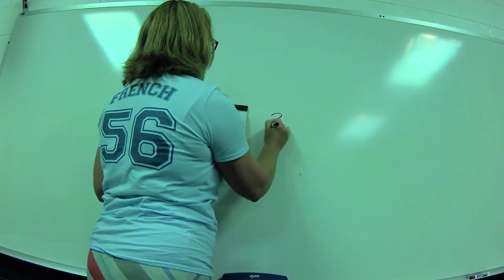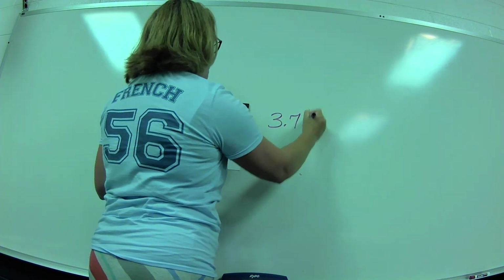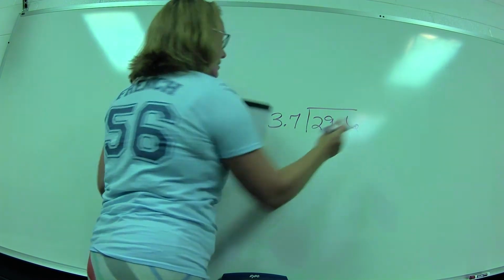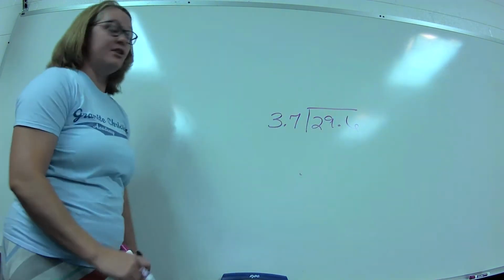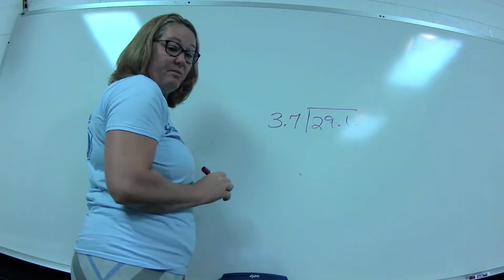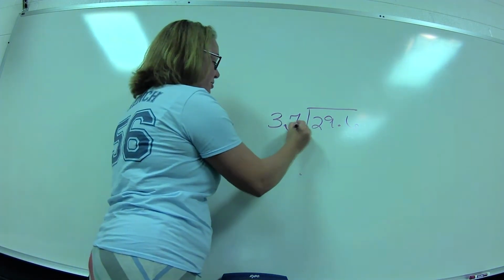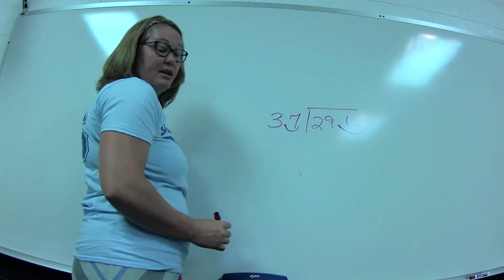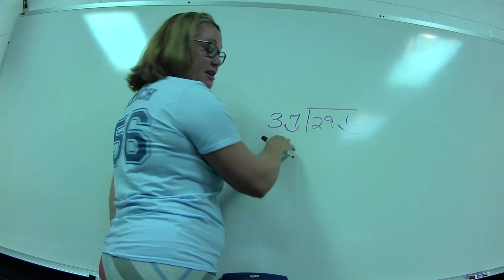All right, here we have 3.7, and we have 29.6. Again, I cannot have a decimal in my divisor, so I'm going to have to move it one place here, and then that means I have to move it one place there. So now I have a whole number divided by a whole number.